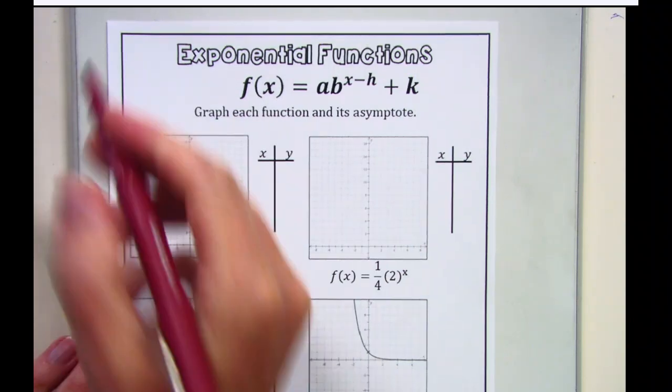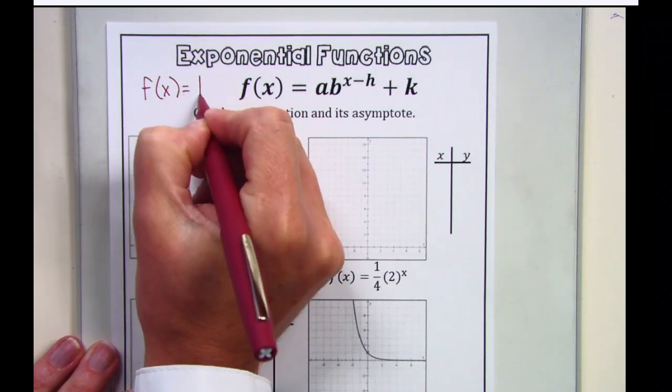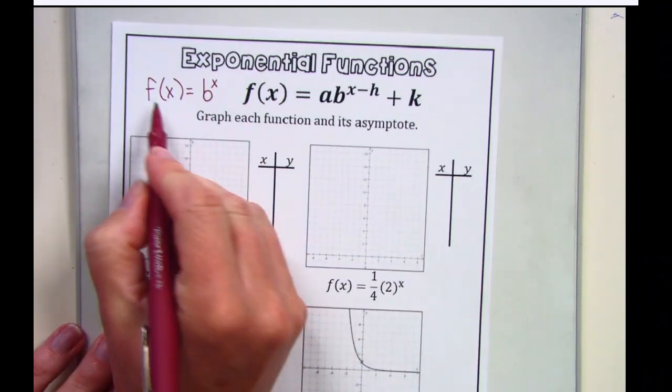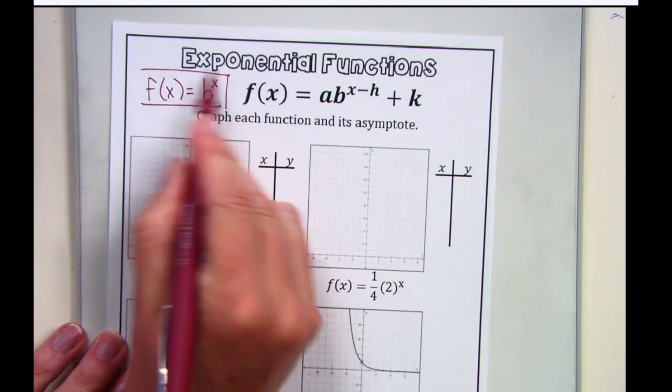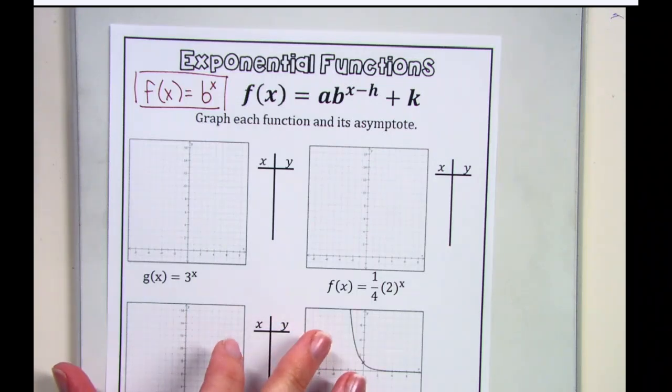The parent function is f of x equals b to the x. Okay, that is our parent function. Now, for the most part this year, we've been graphing the parent function, and then we've been transforming it. We've moved it left and right. We've moved it up and down. We've stretched it. We've compressed it. We've reflected it.